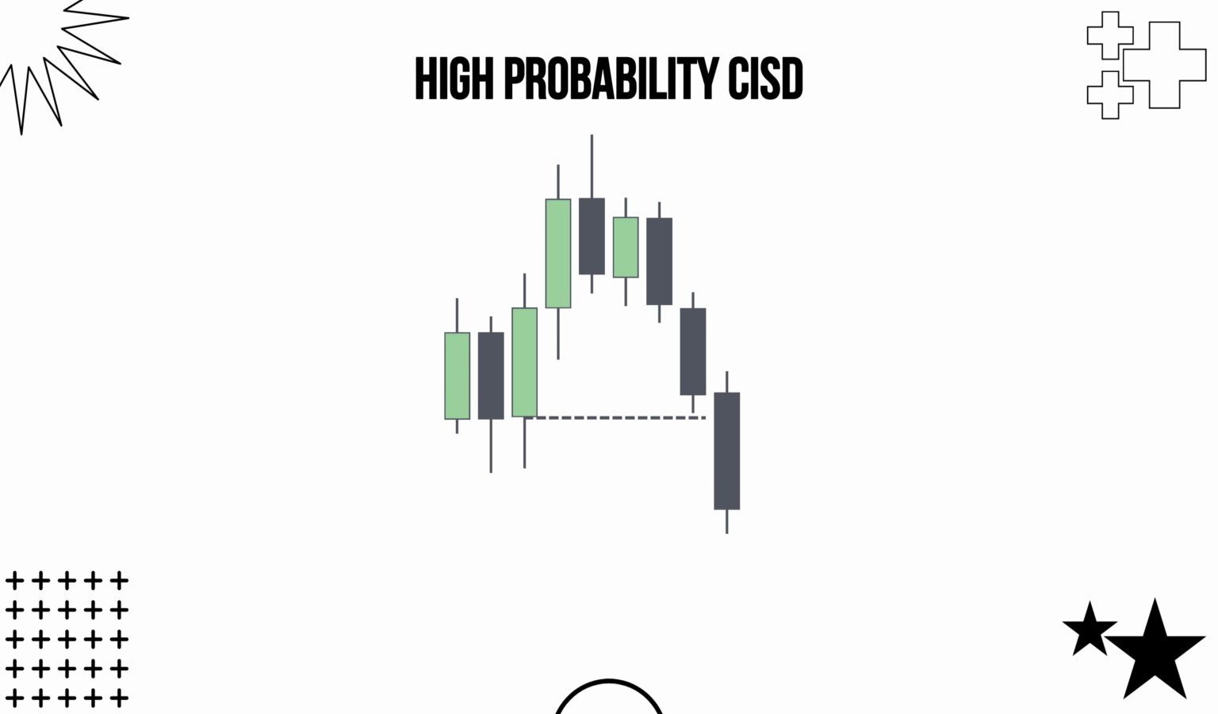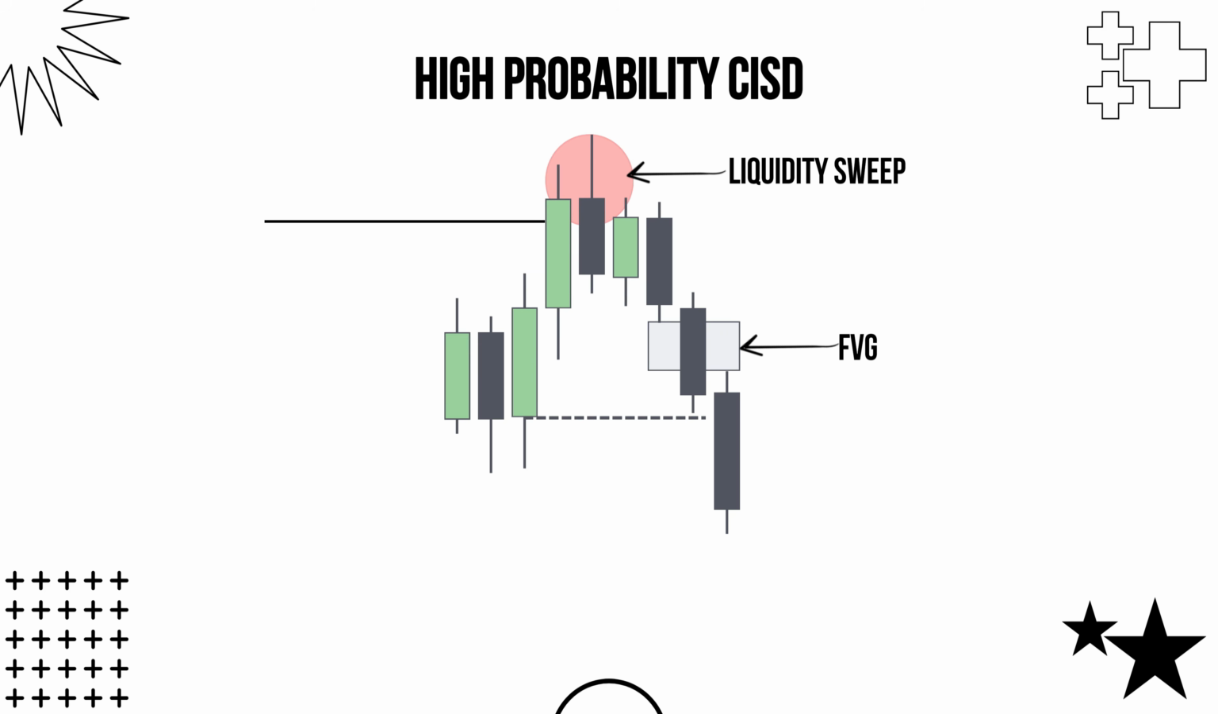The opening price then becomes fair value, and price should respect it. High probability changes in state of delivery will sweep liquidity first and then create displacement, aka a fair value gap, while they change state of delivery.